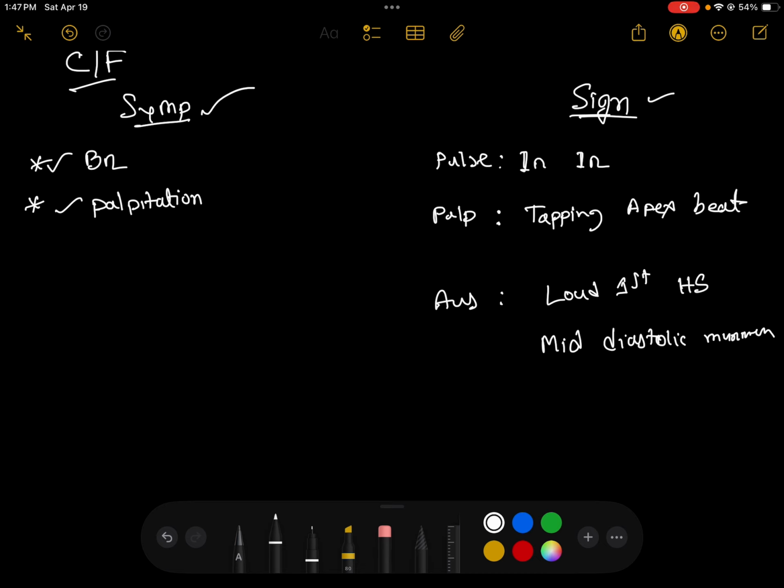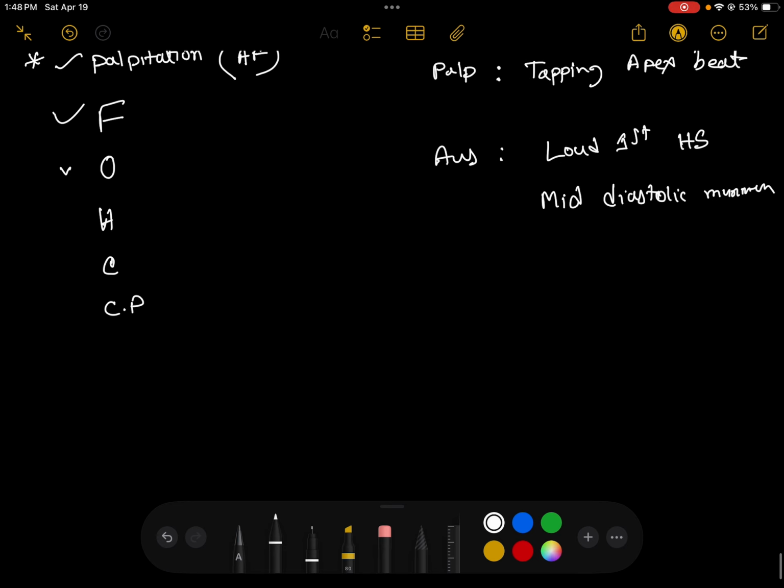Now in broad terms, the symptoms include breathlessness due to pulmonary congestion, palpitation due to atrial fibrillation, fatigue due to low cardiac output, edema and ascites due to right heart failure, hemoptysis due to pulmonary congestion and pulmonary embolism, cough due to pulmonary congestion, chest pain due to pulmonary hypertension, and symptoms of thromboembolic complications such as stroke and ischemic limb.